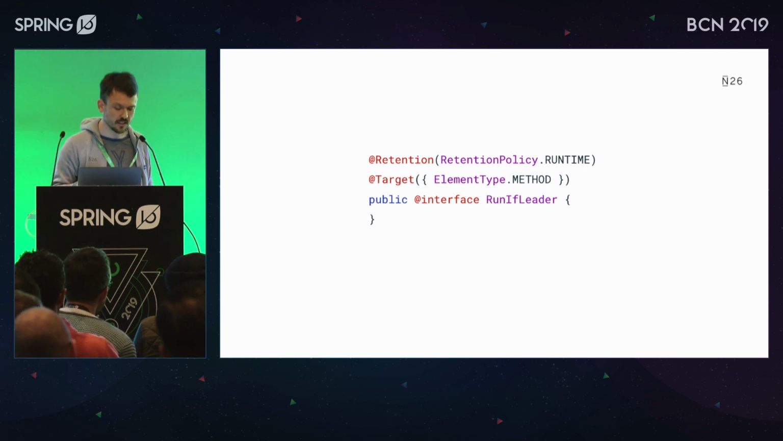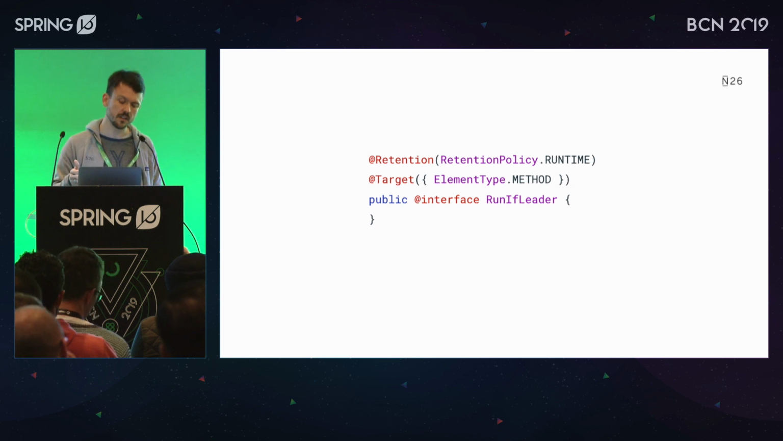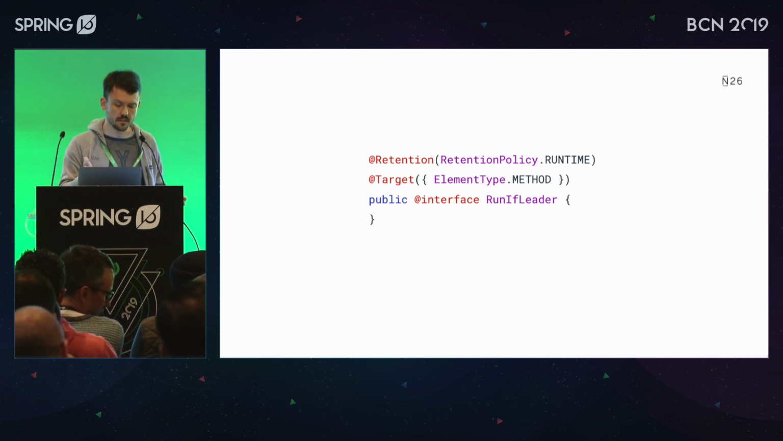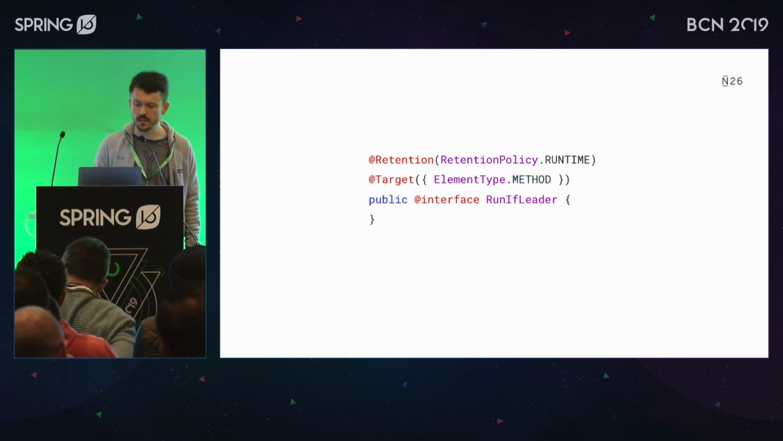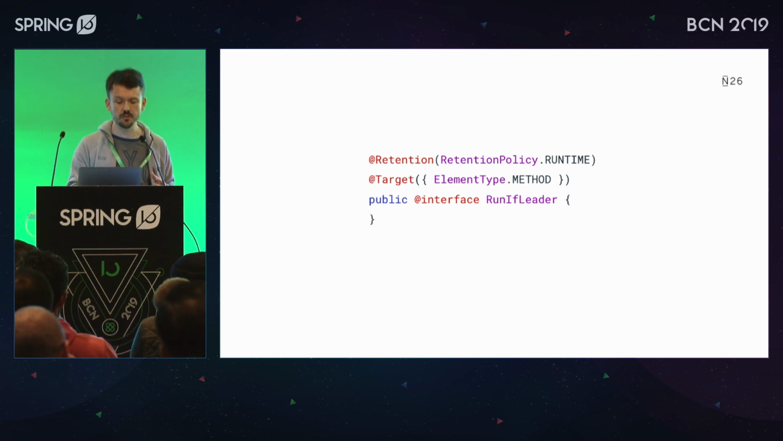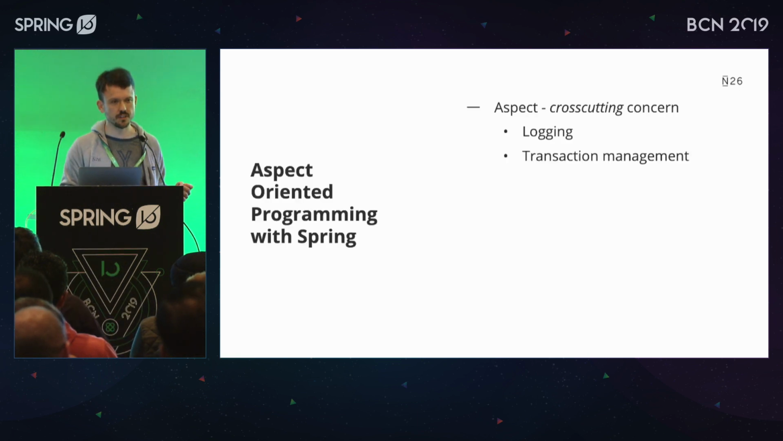So having that in mind, retention is the first, and target is the second one. Target is simple, it just says where you can put this annotation. And for us, it's a method. It could be a class, but of course, this is what we want to have. Okay, let's go deeper, because this is just an annotation. Now we need to somehow understand how this annotation can be understood by Spring. This is why we need to introduce aspect-oriented programming.